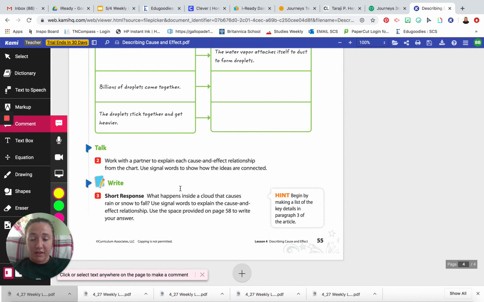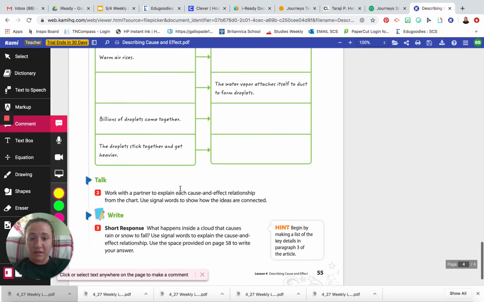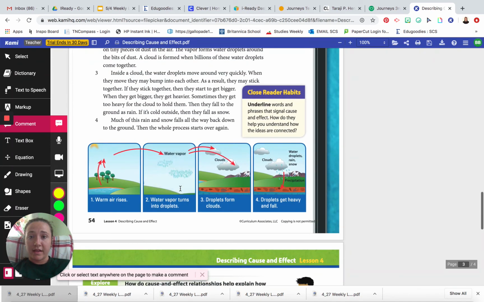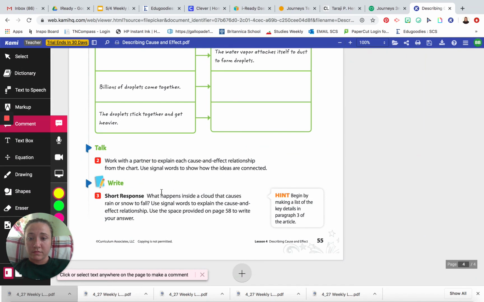Remember, in your answer, be sure to include signal words like because, so, as a result, to describe what happens inside a cloud that causes rain or snow to fall. So the effect is that rain or snow falls. What is the cause?